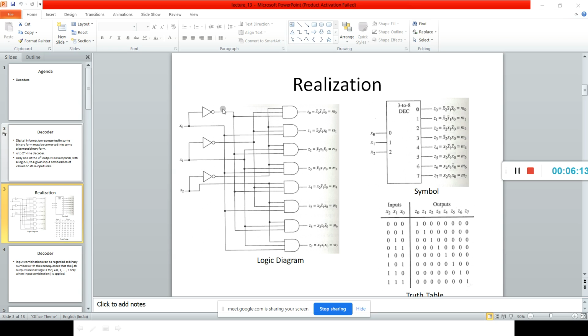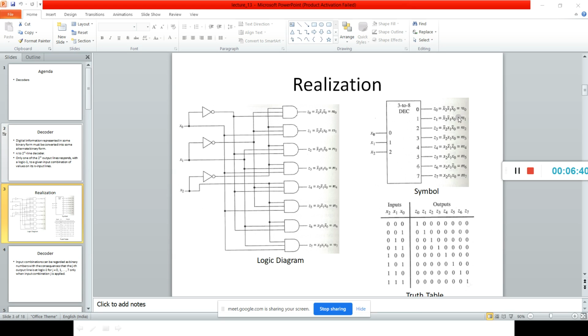So x2 bar, x1 bar, x0 bar will be given to this z0. Okay, next x2 bar, x1 bar, x0 will be generating z1. Okay, x2 bar, x1, x0 bar will be given to this, so this will be generating z2. So according to these min terms, this one is realized. It is very simple, students.